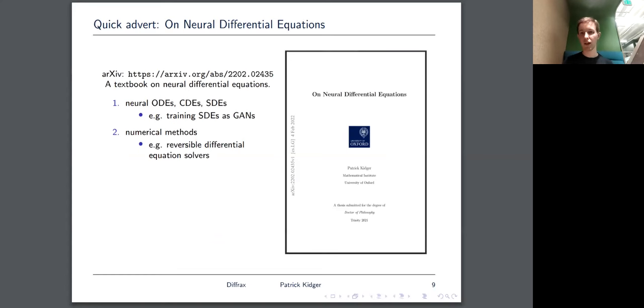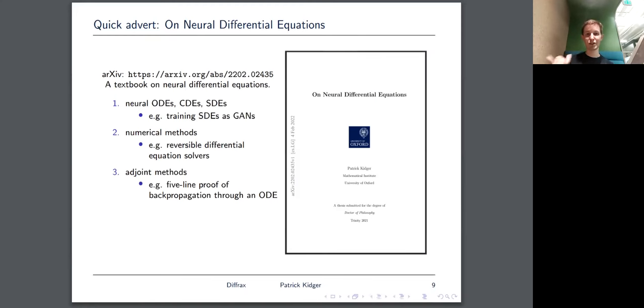And so, for example, the textbook also includes things like reversible differential equation solvers. Again, not something I've had time to talk about today. Again, something new, something cool. Things like adjoint methods. I swear, if I see more people trying to prove backpropagation through an ODE by setting up a Lagrangian and doing some Lagrange multipliers, this is so painful. You write down 3 pages of proofs to try and prove your backpropagation. It's possible to do this in just 5 lines. It's actually really, really simple. And so there's some new proofs in there that make that quite nice.